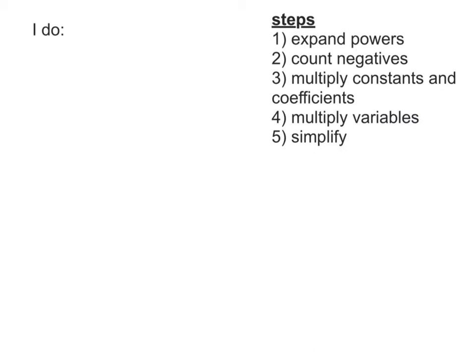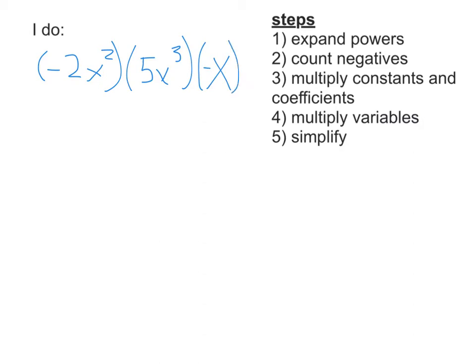So let's do negative 2x squared times 5x to the third power times negative x squared. And if you notice that squared that I just did, it's on the outside of the parentheses. So let's go through our steps, and our very first step says to expand powers. So I do see a lot of exponents. I see a power here, I see a power here, and I see one here. So I'm going to need to expand this.